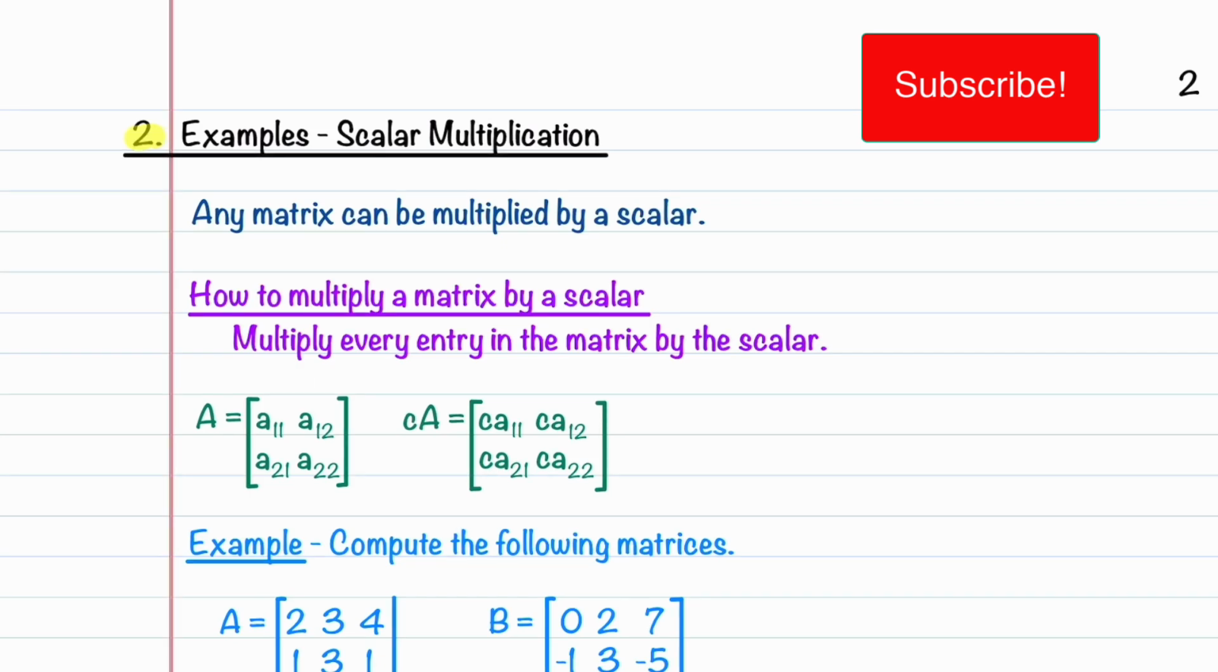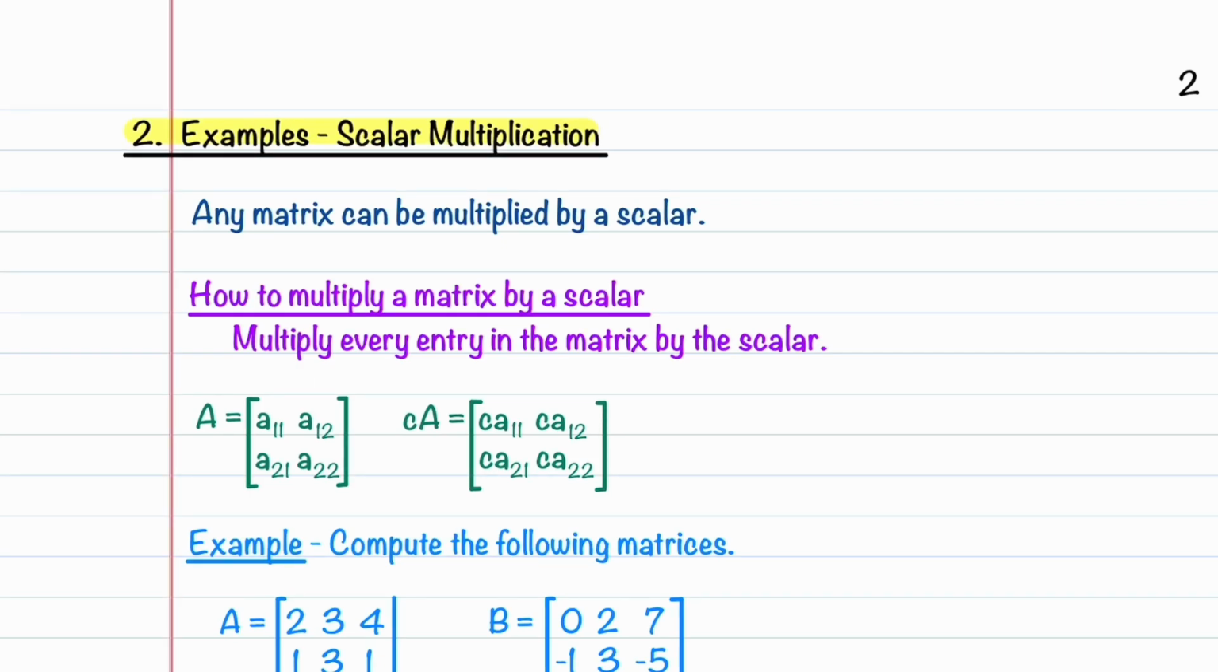Let's now look at some examples with scalar multiplication. Scalar multiplication is when you just multiply a matrix by a constant. Any matrix can be multiplied by a scalar. So it's different than addition or subtraction, where sometimes you can do that, sometimes you can't. With scalar multiplication, you can always do it. To multiply a matrix by a scalar, what you have to do is multiply every entry in the matrix by that scalar.